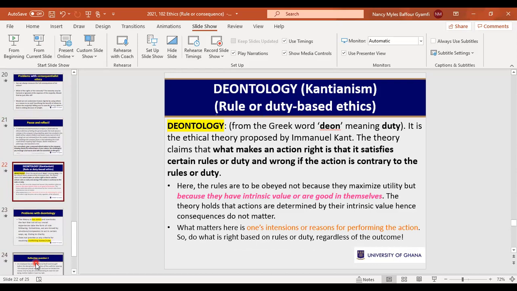Deontology, also called what? Kantianism, from the name of Immanuel Kant. So it's Kantianism, that is rule or duty-based ethics. Now, deontology, from the Greek word deon, meaning duty, is the ethical theory proposed by Immanuel Kant. The theory claims that what makes an action right is that it satisfies certain rules or duty, and it's wrong if the action is contrary to the rules or duty.